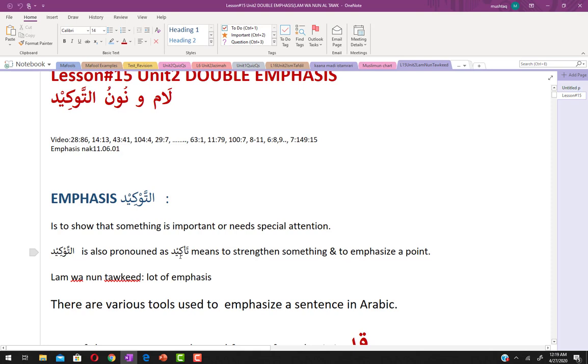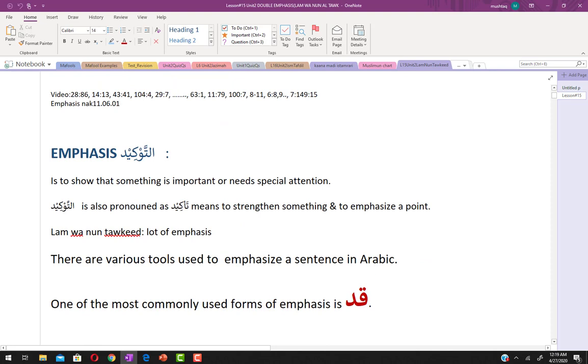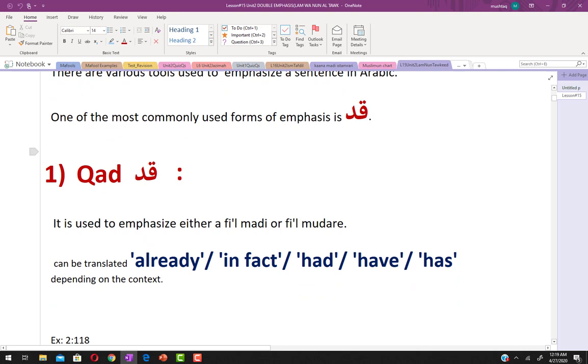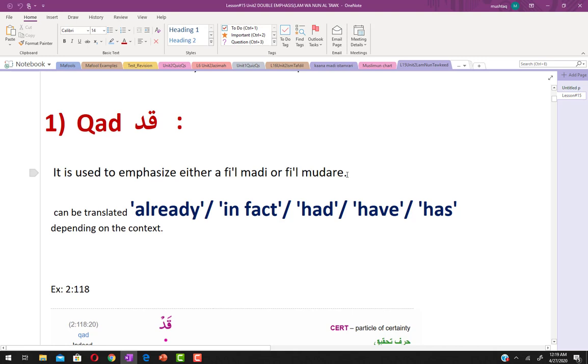There are various tools used to describe or emphasize a sentence in Arabic. One of the most commonly used forms of emphasis, the first type, is qad. Qad is used to emphasize either a fi'l madi or a fi'l mudare, and this can be translated as already, in fact, had, have, or has, depending on the context.